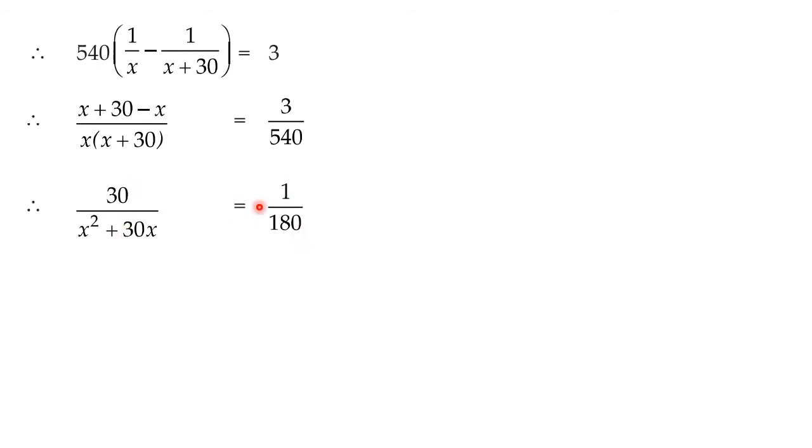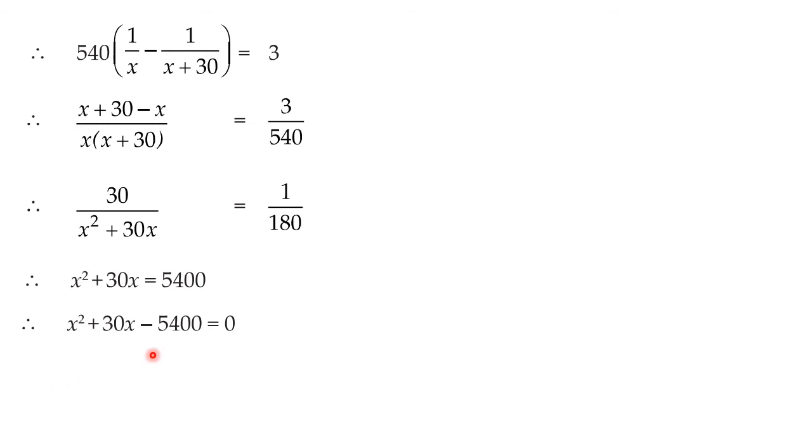Now let us go for cross multiplication again. When you cross multiply, you will get x square plus 30x is equal to 5400. 18 threes are 54 and 2 zeros on that. Now this 5400 you shift to the left hand side so that you can write down the quadratic equation in the standard form, ax square plus bx plus c is equal to 0. So our quadratic equation is x square plus 30x minus 5400 is equal to 0.